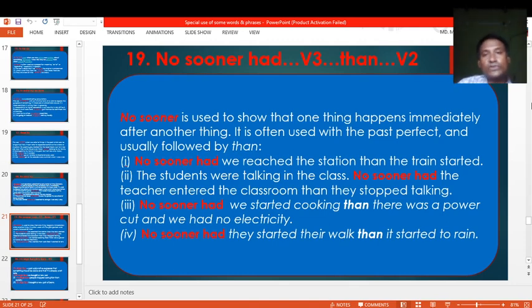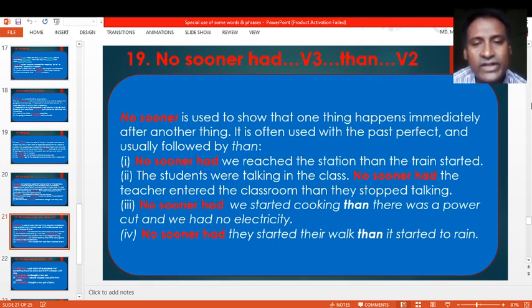No sooner is used to show one thing happens immediately after another thing. It is often used with the past perfect and usually followed by than. So than is very common. You will see that than is used in those sentences. No sooner had we reached the station than the train started.